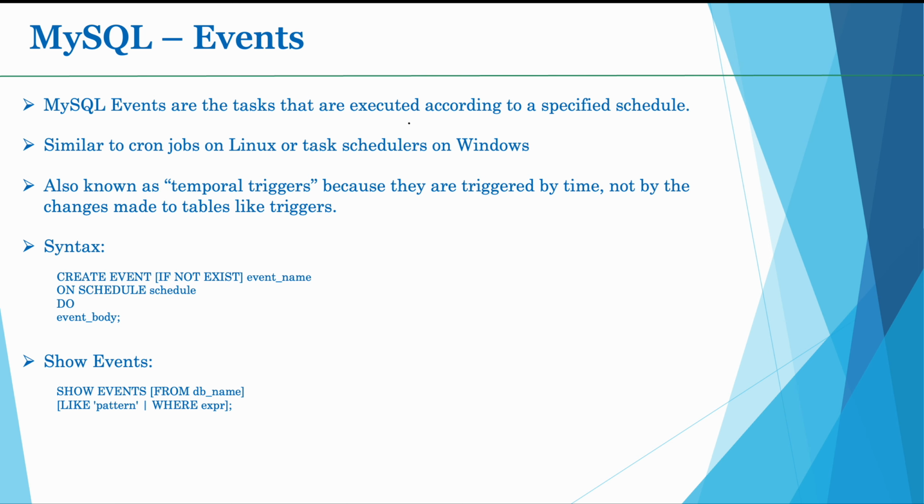The simple syntax for events is: create event if not exists, event name, on schedule. So you will mention the time that it has to execute, like 3 p.m., 4 p.m., every day, something like that. And you'll also mention the body, what needs to be performed after the do. This is a very simple syntax for MySQL events. And if you want to see all the events, you can use show events from DB name, where DB name is the database that you have, and you can use the like pattern or where clause to see the events that are scheduled in that particular database.